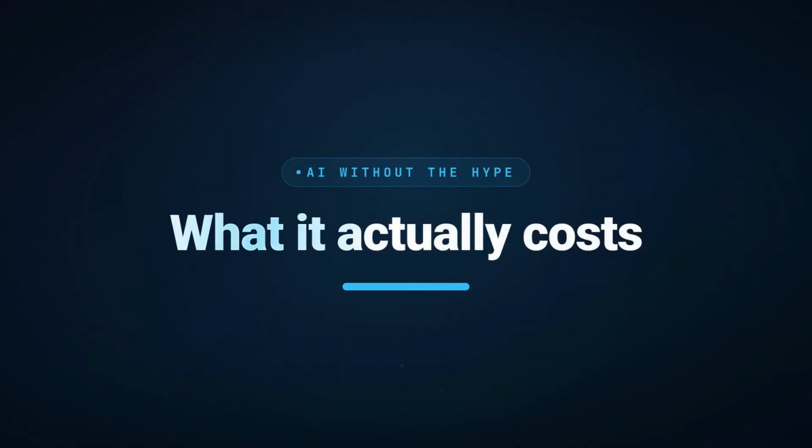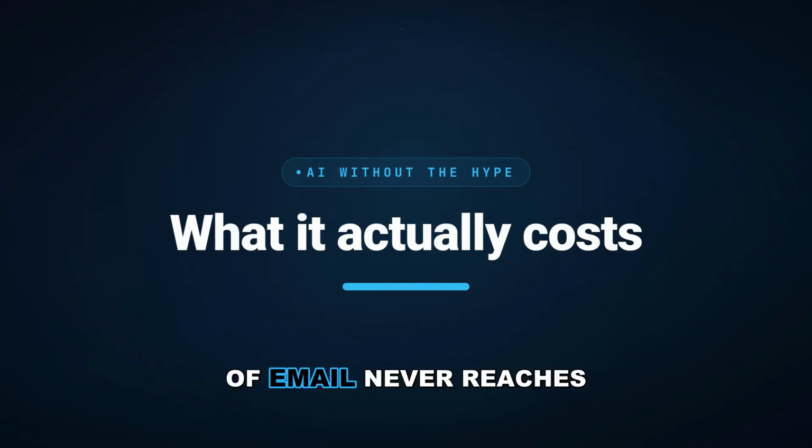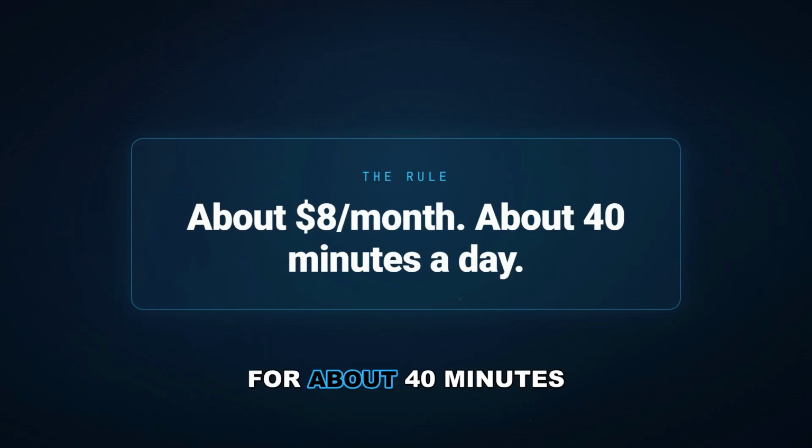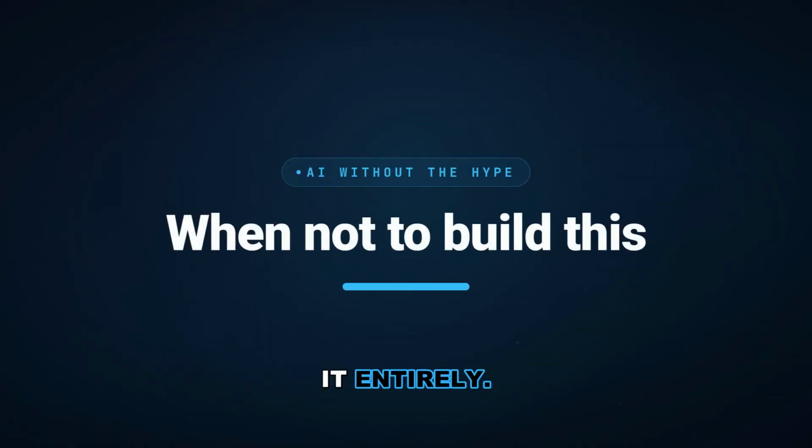Costs, honestly. The automation tool, $6 a month self-hosted, or free tier if you're low volume. The AI calls, from my volume, around $2 to $3 a month. Because remember, 60% of email never reaches the model. Roughly $8 a month for about 40 minutes a day back. That's the best return of any automation I run, which is why it's always the first one I tell people to build. 2 cases where I'd tell you to skip it entirely.